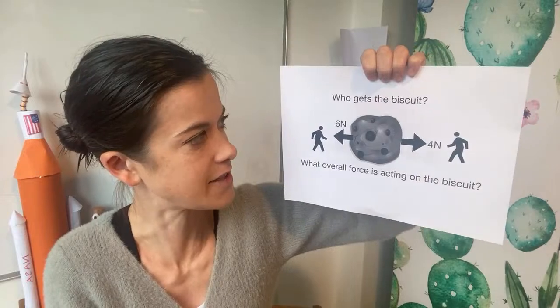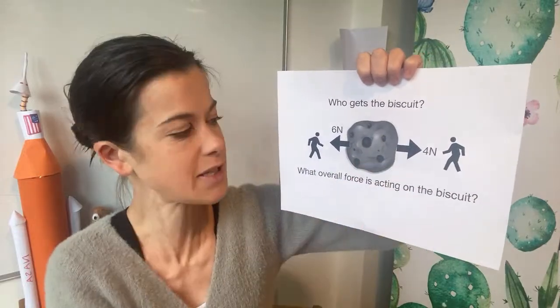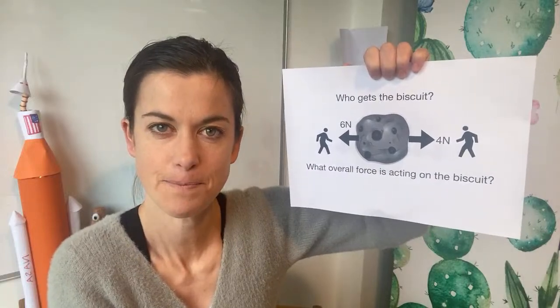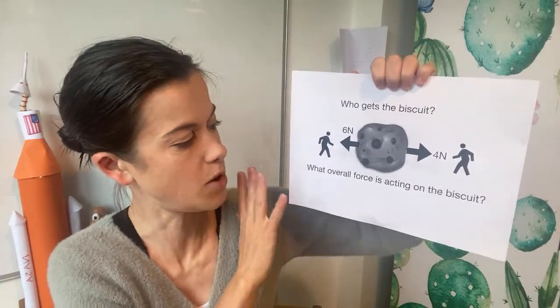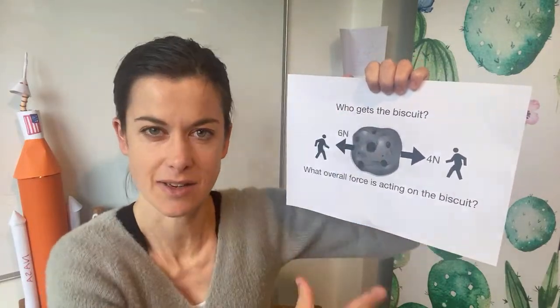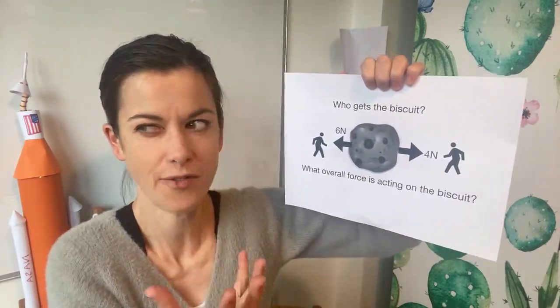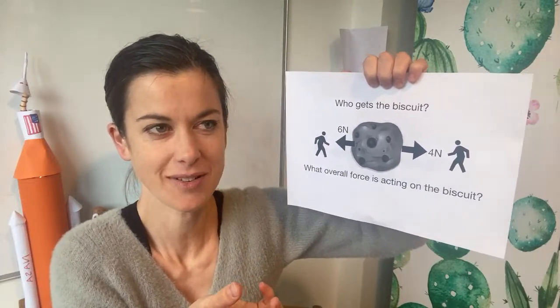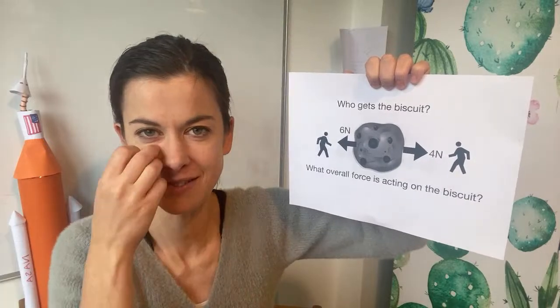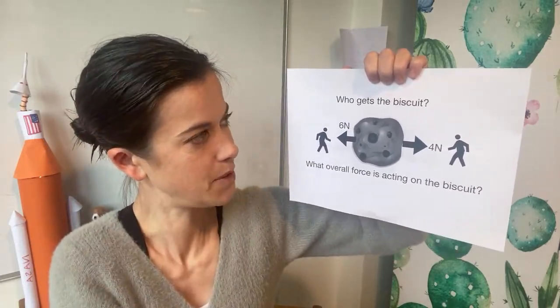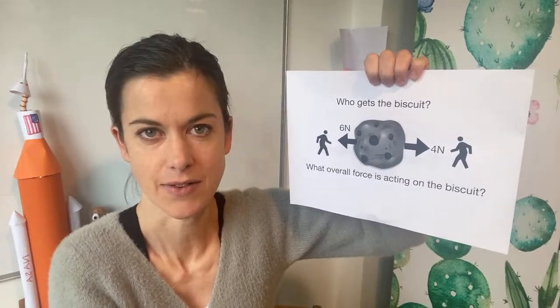I asked my 6-year-old yesterday and he got that straight away. Who gets the biscuit and what overall force is acting on the biscuit? That's the harder question. What overall force? Another word for overall force is resultant force, or what force does the biscuit effectively feel? What, to the biscuit, is happening? My 6-year-old got that wrong, but then I gave him a clue and he got it right. So let's see if the same thing happens to you.